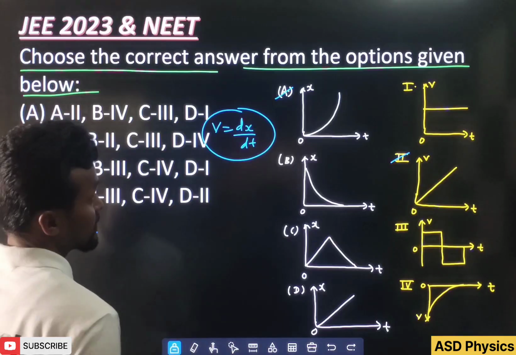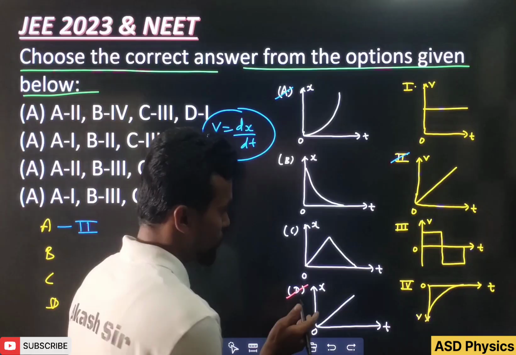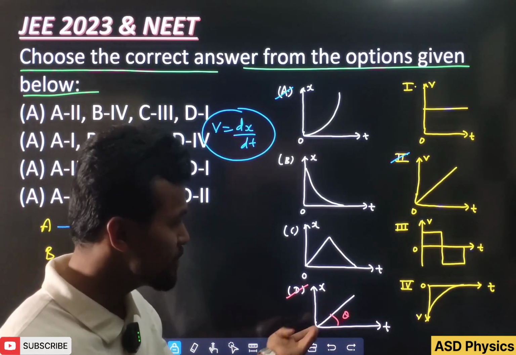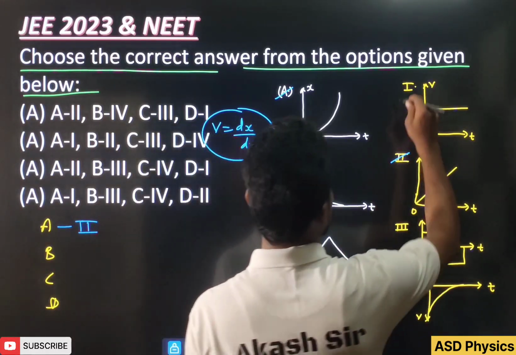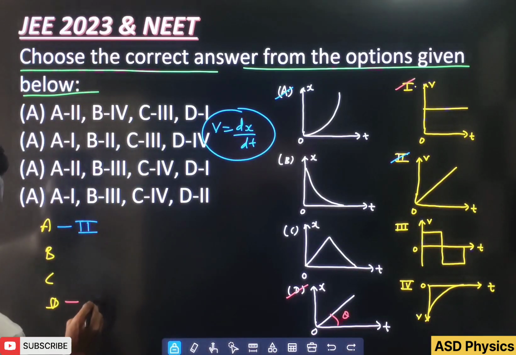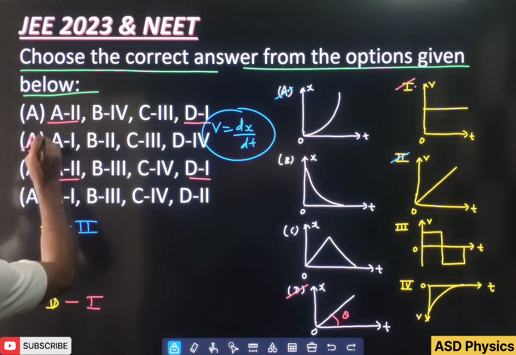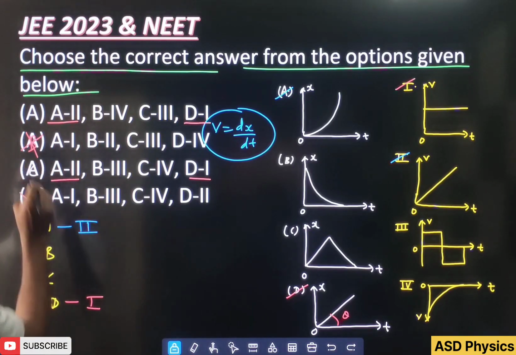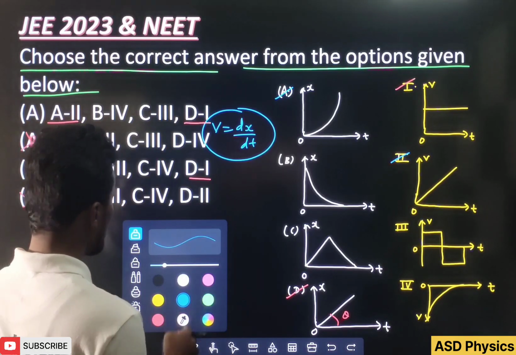Now, students, if we talk about D, if I talk about the theta, this one represents the uniform velocity, because it is a straight line and the slope is always constant, so uniform velocity. That means for D it is first. So A is second, D is first. That means anyhow, option B is wrong and option D is also wrong. Now the possibility is more for A and C. Now after that we have to go for the others also.